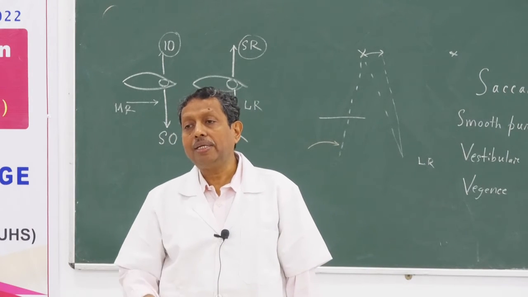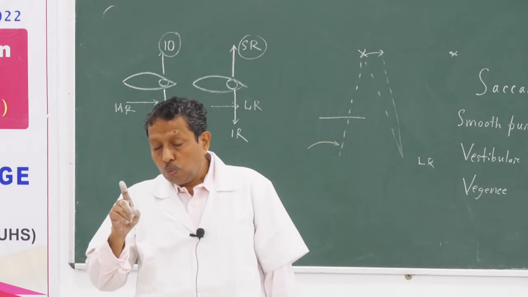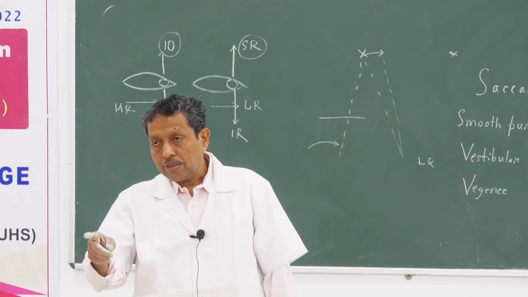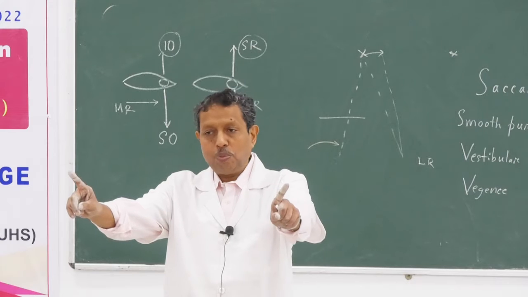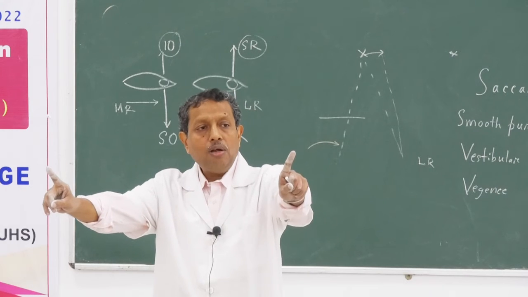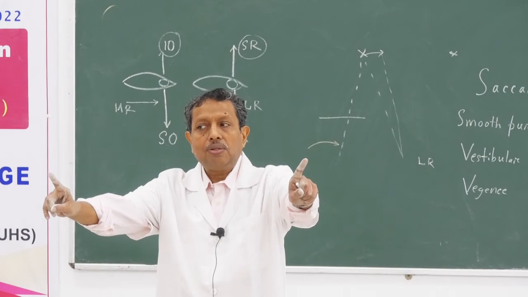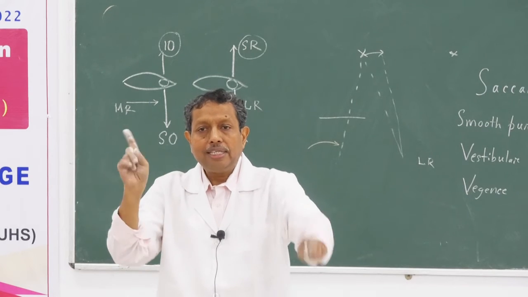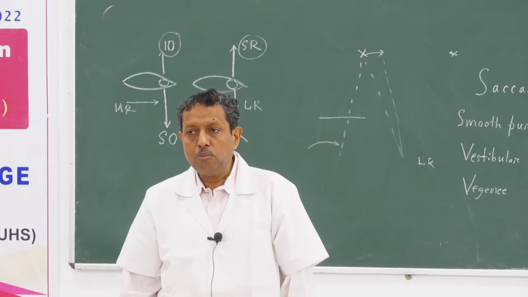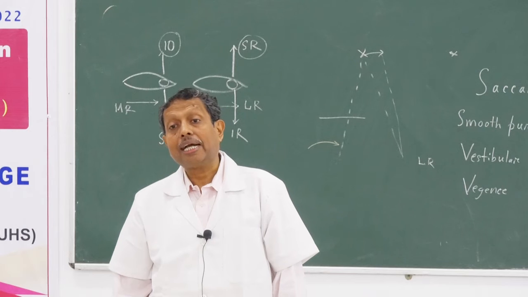That is jerky movement to focus one object quickly to other object. Suppose these fingers are, I am looking first at this side and at once look at this side without moving the head. Then there is some jerky movement, and it is called saccadic movement.